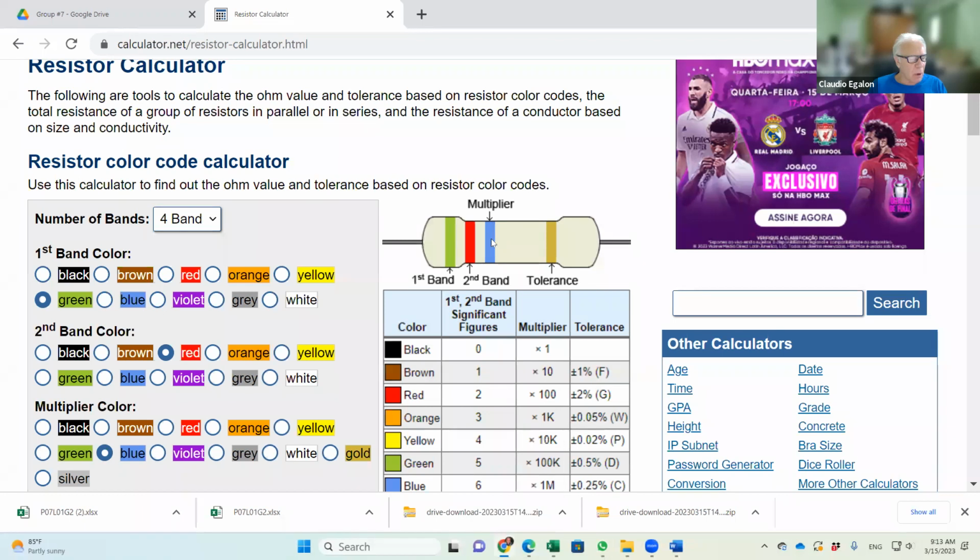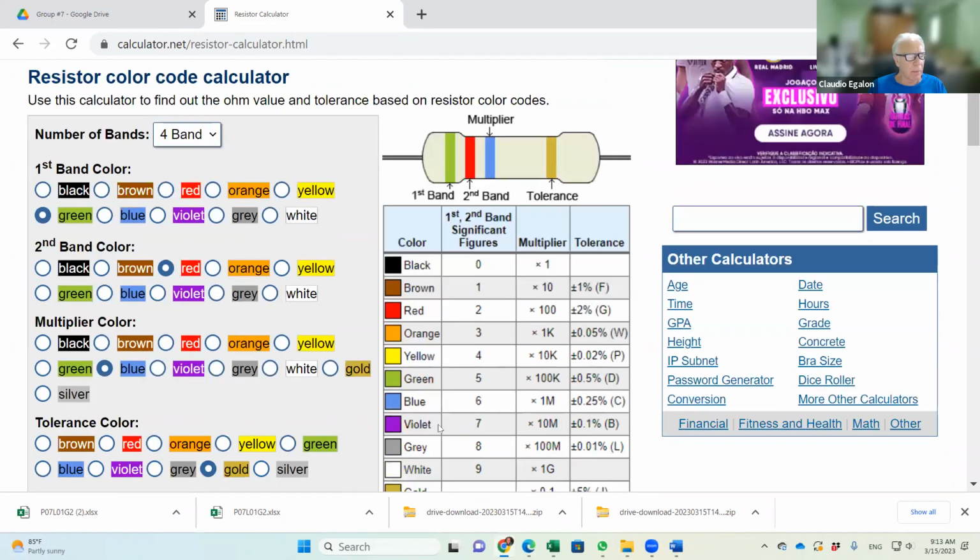Now, what about this blue color here? The blue color here is a multiplier. Okay, so here you go. This blue is 1 mega, 1 million. Black is 1, brown is 10 for the third color code. And the last one is just the tolerance of the resistor.